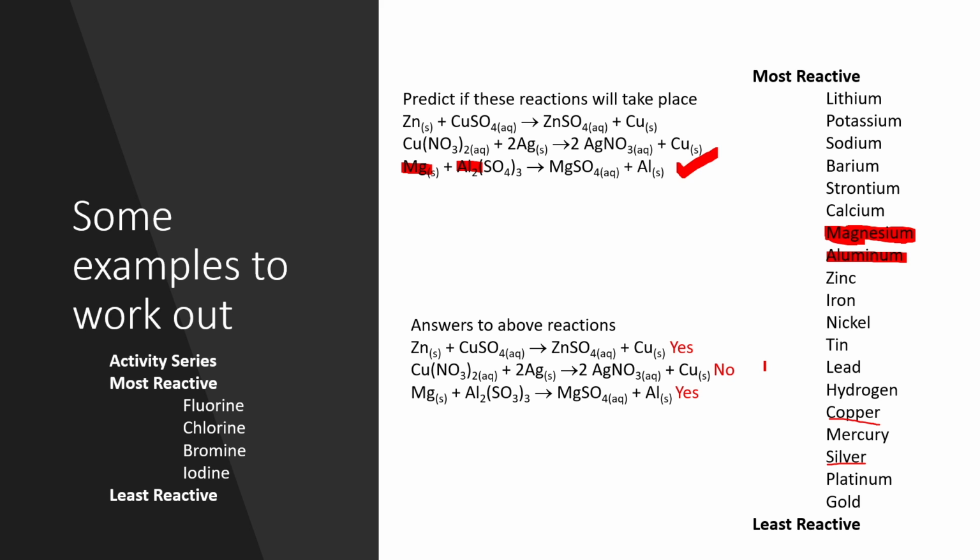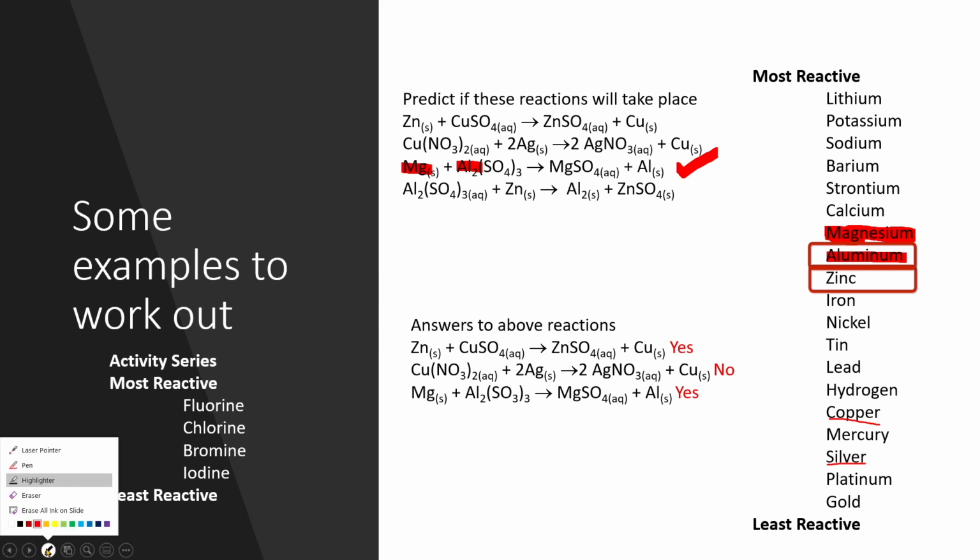So the whole idea is you should be able to make a prediction when you see a reaction in which an element is reacting with a compound, which represents a single displacement reaction. We have one more reaction, I believe. Let's look at that. Aluminum sulfate and zinc. So let's just look at that.